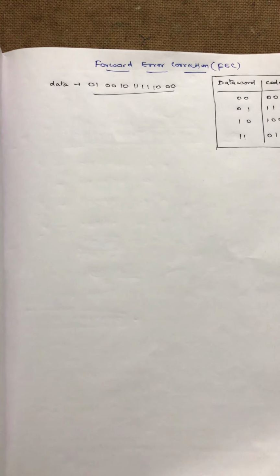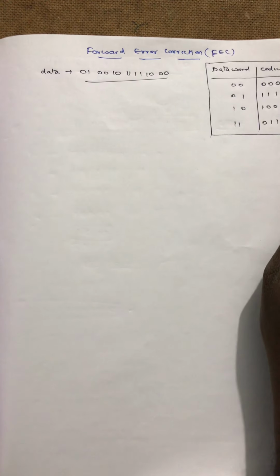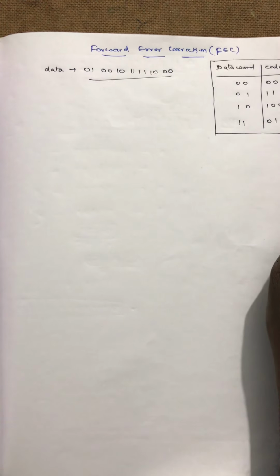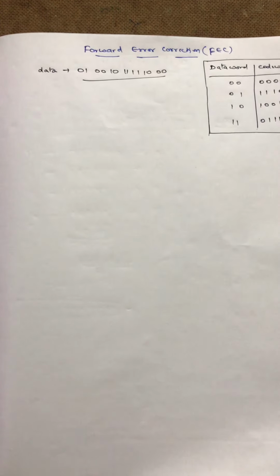But for transmission, you're not going to send the data, you're going to transmit the code word. Whenever you append any kind of bits by doing some logical operations on the data, we call it a code word. Here the code word is generated based on the table entry. So let's get into it.